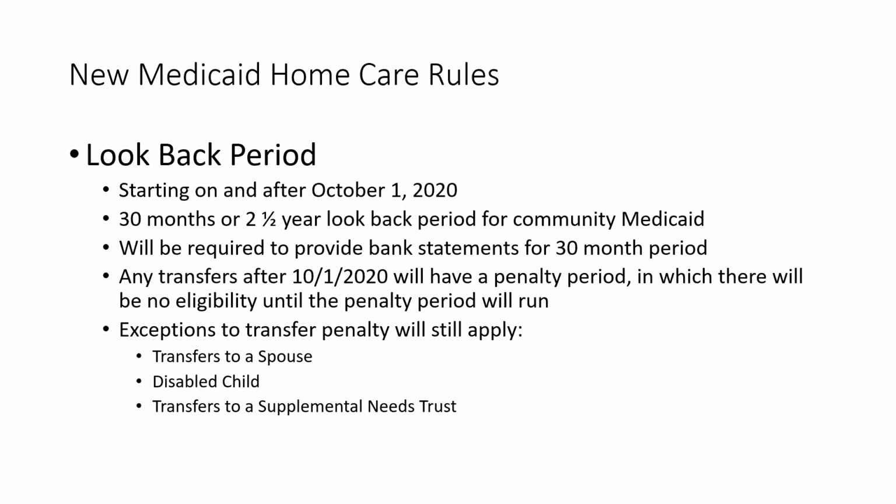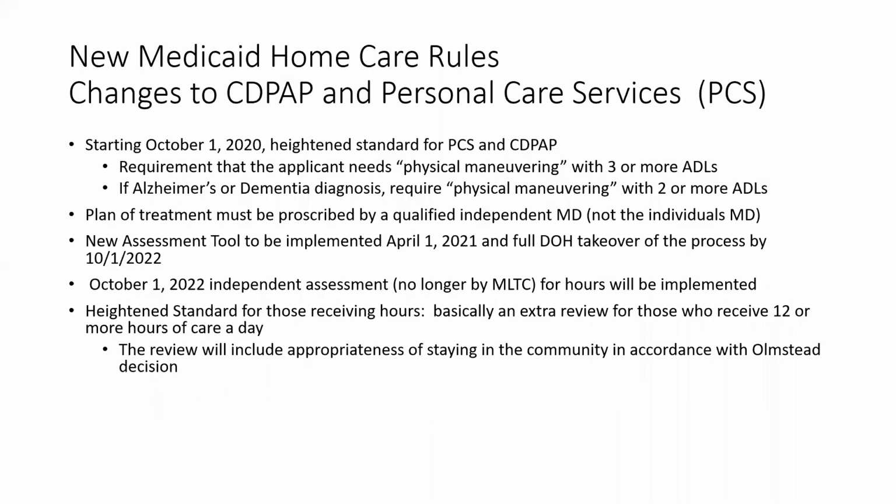The eligibility rules are still the same, which is another bit of good news, and some of the exceptions for penalties are still there, like transfers to a spouse. So anytime you have a spouse at home, you could transfer assets to that spouse and still be able to qualify for community Medicaid. There's exceptions for disabled children and transfers into special trusts like a supplemental needs trust. So a lot of the same conditions still exist. It's just going to be more difficult after 10/1/2020 to qualify.